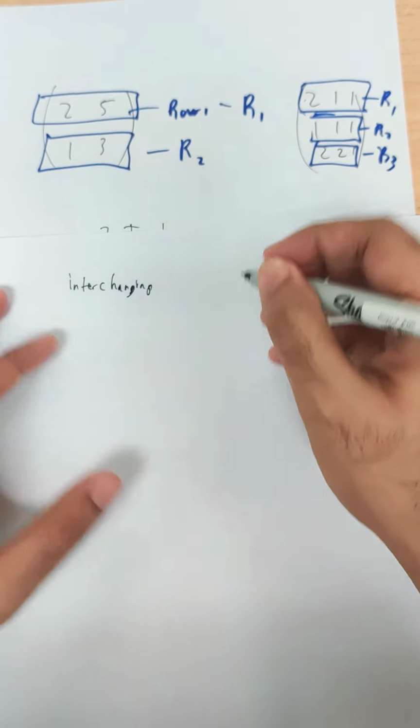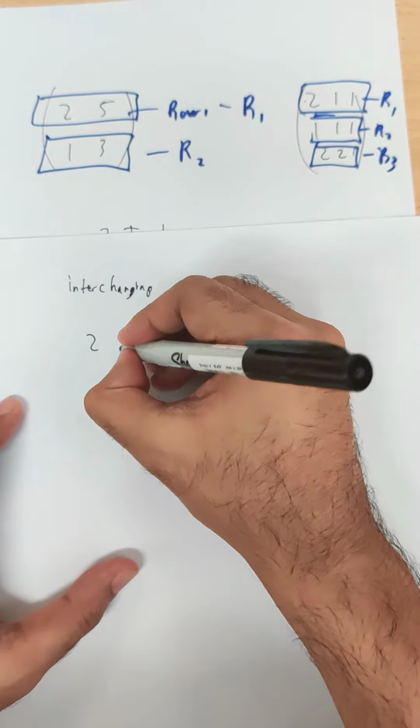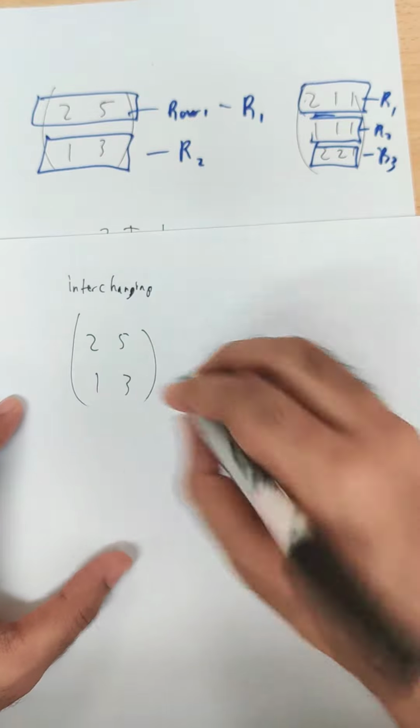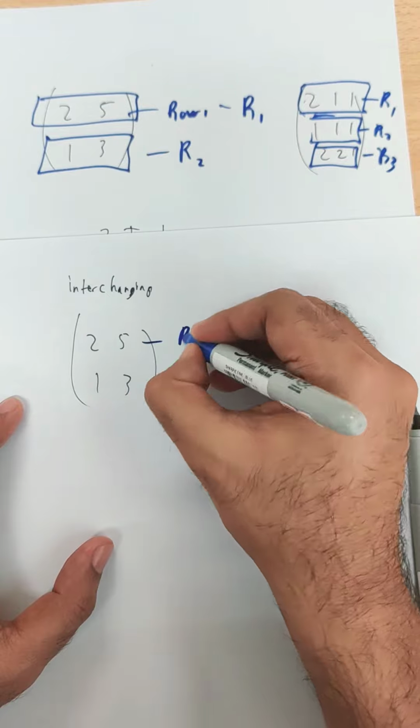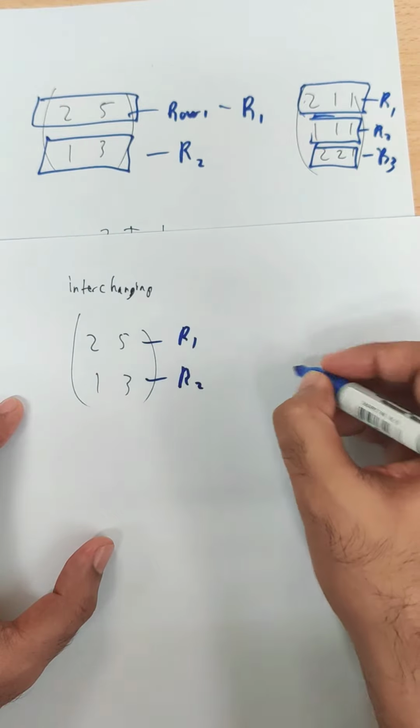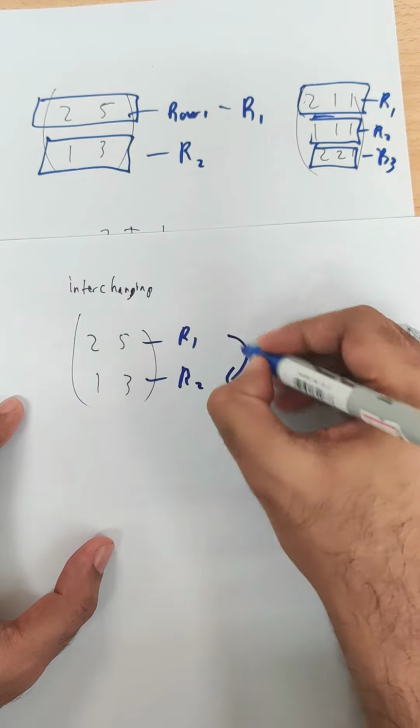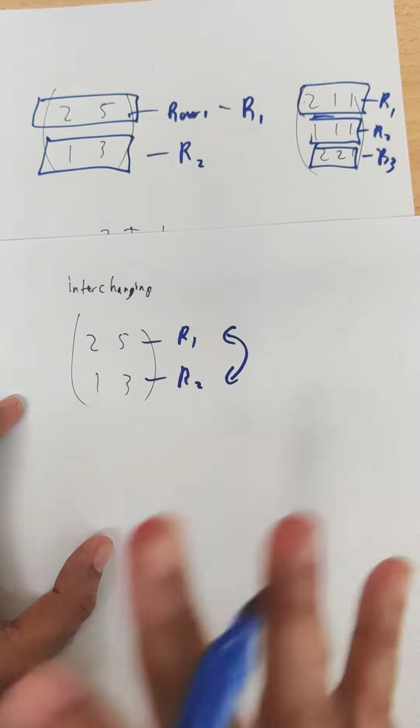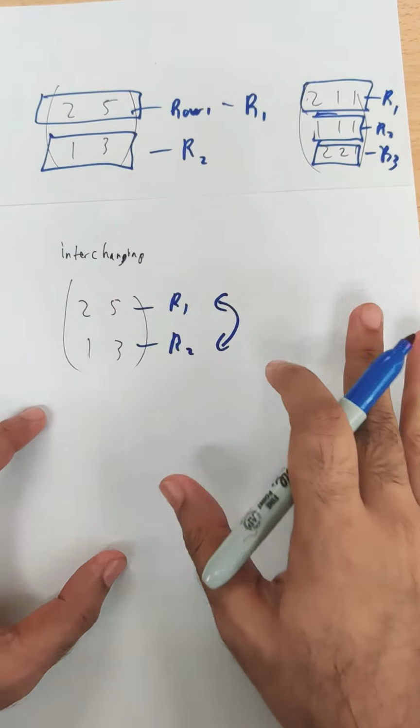Let's say we start with this one, 2 5 1 3. What do I mean by exchanging rows or switching rows? You know that this is row 1, and this is row 2. What I can do is exchange between them. I'm telling you all the things first; why, we'll discuss later.